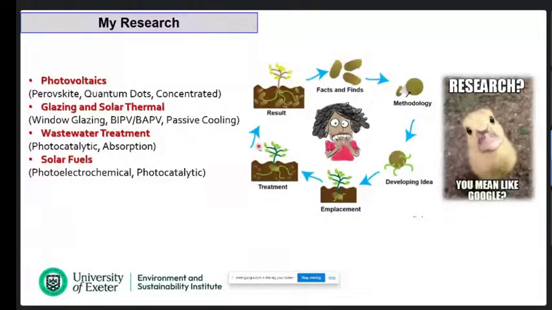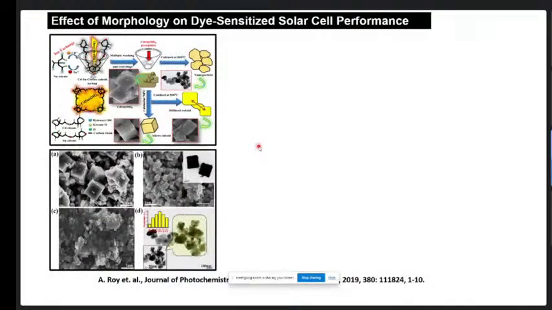And that is why we structured our research, and we are trying to make a circle out of it, so that it should not be one-time research. It must be repeatable. It must go through many cycles for more and more use, and probably large-scale production. Just a quick example of the effect of morphology on dye-sensitized solar cells.